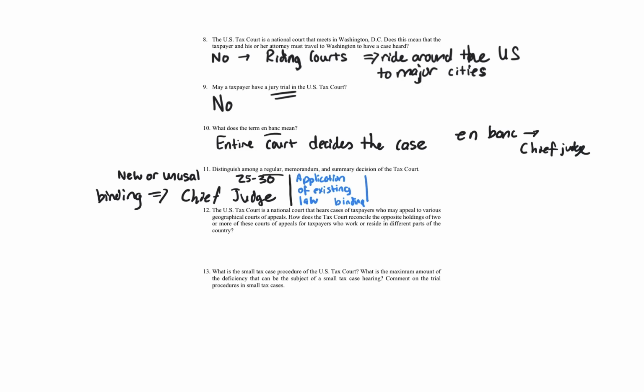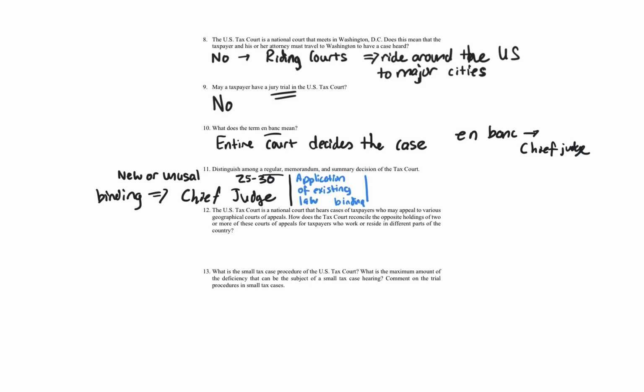Now, there are about 200 to 300 of these memorandum cases per year, so there are a lot more than the regular ones. If you go to the tax court website, you can look up their recent opinions and search by date. Say you put in the last year. You're going to see there are way more tax court memorandum decisions than regular tax court decisions.